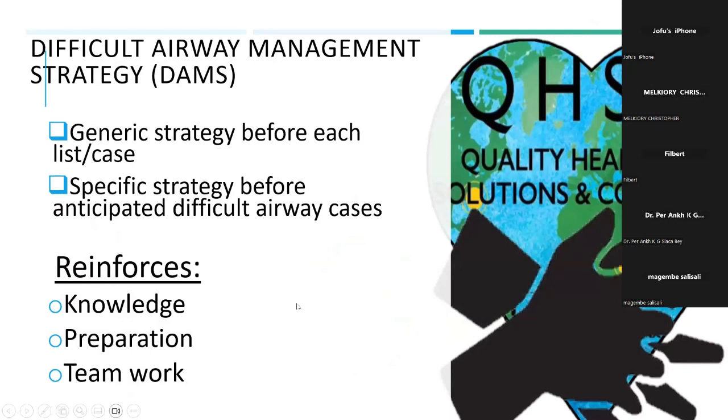Also, in developing a difficult airway management strategy, we should have a generic strategy before each list of cases. Whenever you have an elective list, a strategy should be available before you start the list of cases, and a specific strategy before anticipated difficult airway cases.